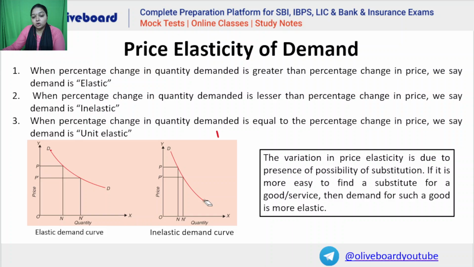So this variation in elasticity, there are three variations: elastic, inelastic, unit elastic. Why are there three types? So the main reason is because substitution is possible, right? So we have already learned what are substitutes, right? Let us study this with an example.